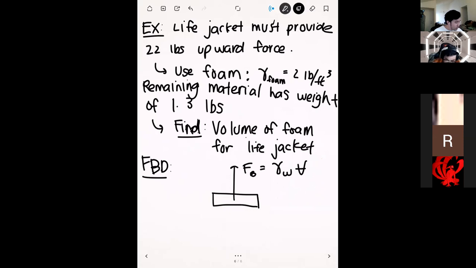I should give you the specific weight of water, which I don't have here. Oh, here it is. So the specific weight of water in these units is 64 pounds per feet cubed. So you can see we compare that to the specific weight of foam, and the specific weight of foam is significantly less than that. And so that's the only upward force that we have. So we actually have three downward forces here.